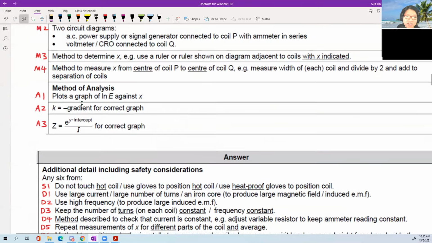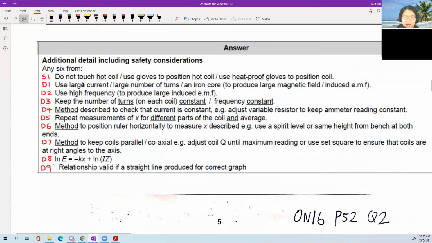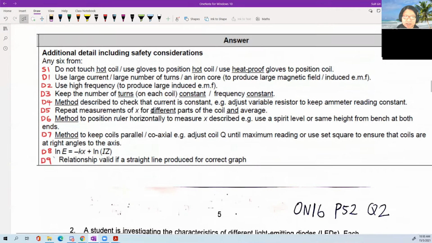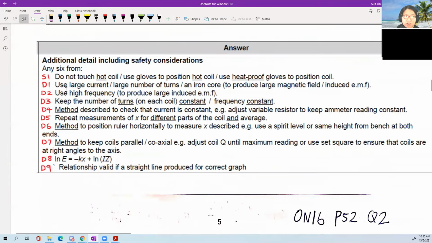Okay, so for the method of analysis, you plot a graph of ln V against X, and K is the negative gradient for the correct graph. So these are all the extra details that we can add. For example, do not touch the hot coil, use gloves to position the hot coil, use a large current, use high frequency, keep the number of turns constant, or the frequency constant. How to check the current is constant: adjust a variable resistor and keep the ammeter reading constant.